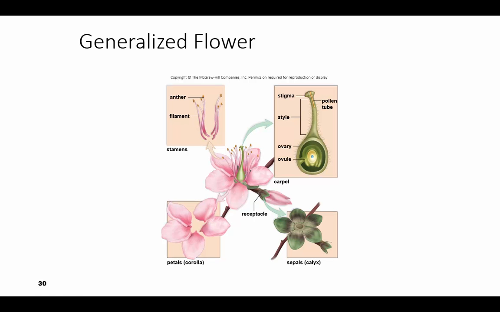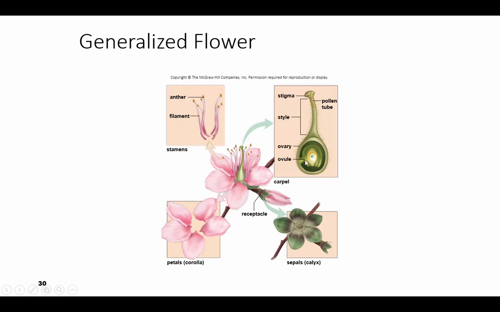Now the stamen, if we look at it specifically up here on the top left, it's got two parts. It has the anther on the tip and then the stalk that's called the filament. The carpel over here has the base, which is swollen, that is called the ovary, and inside the ovary you have the ovules. That's what becomes the seeds, and that ovary will ripen and become the fruit. So when you eat a peach, you're eating a ripened ovary.